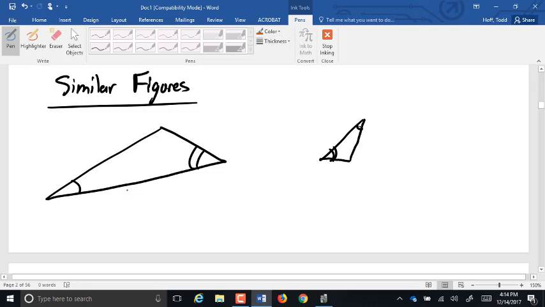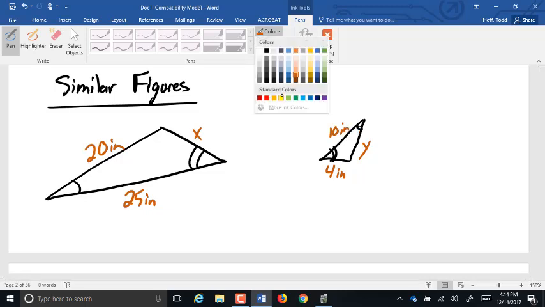If I give you that this side here is 25 inches, this one we're going to call X. This one we're going to call 20 inches. Over here, let's say that this one is 4 inches. We're going to call that one Y. This here is 10 inches.